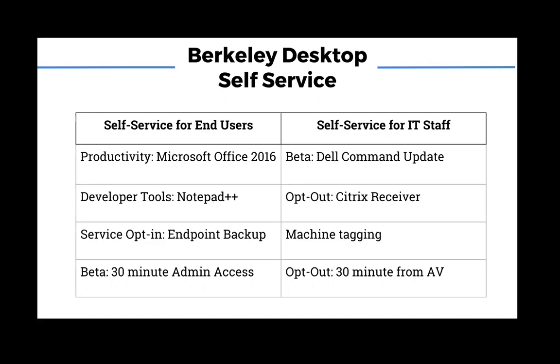We also, on the Mac side, Alex on our team built a machine tagging tool, so we have additional asset information about division and department in that. And we also found that in some cases the AV could limit installing software. So for tech, we have a 30-minute opt-out for AV.